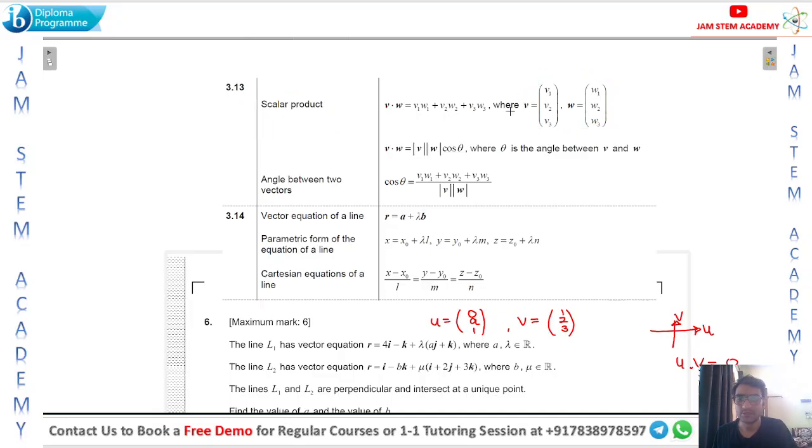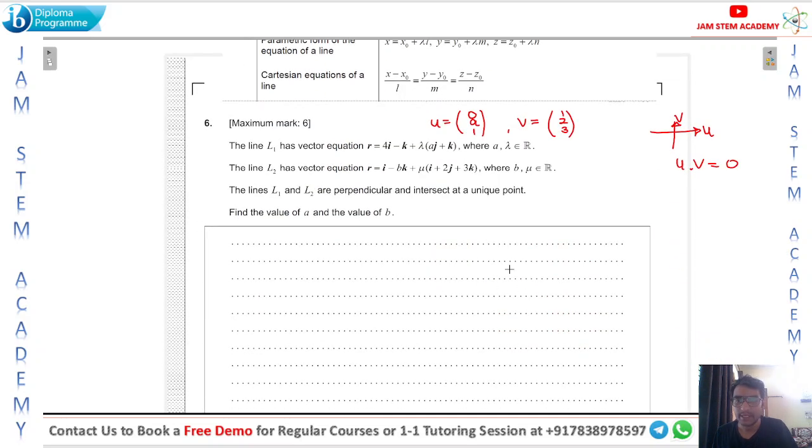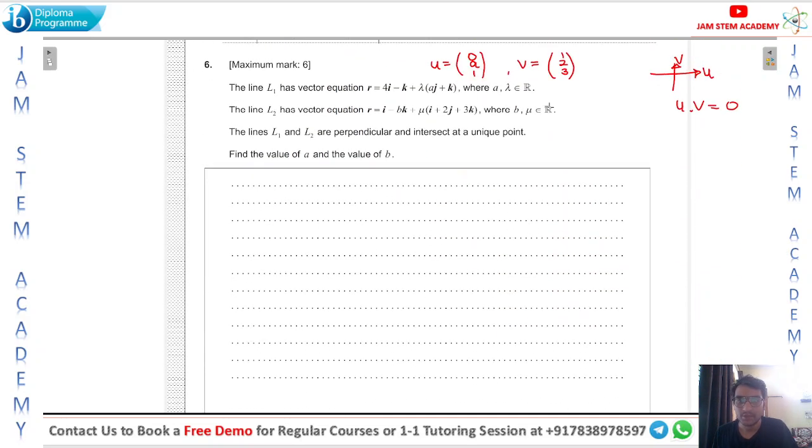Here also I will use the similar thing. The dot product of u and v must be equal to 0. That means multiply their x components: 0 times 1 plus a times 2 plus 1 times 3. This quantity must be equal to 0. That gives me 2a plus 3 equals 0, or 2a equals negative 3, so a equals negative 3 by 2. So this is the value of a. Now we have to solve for the value of b also.